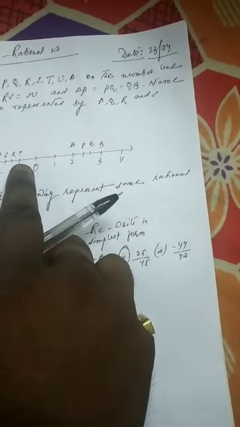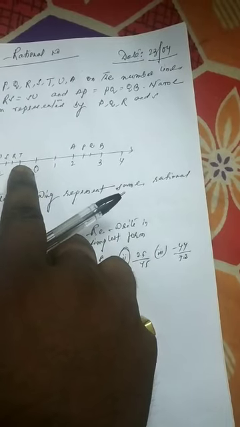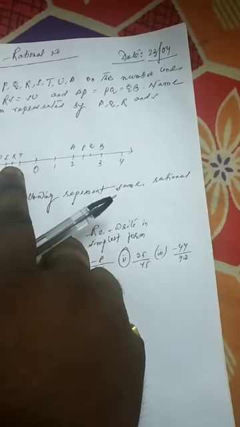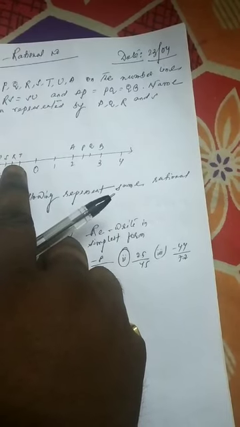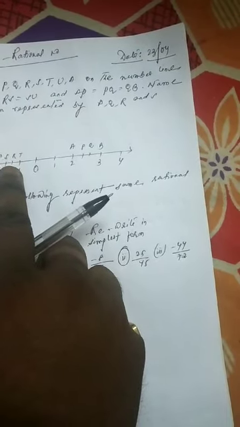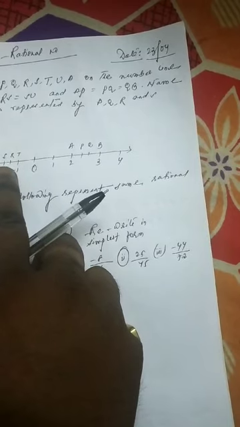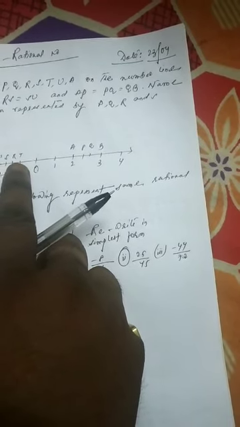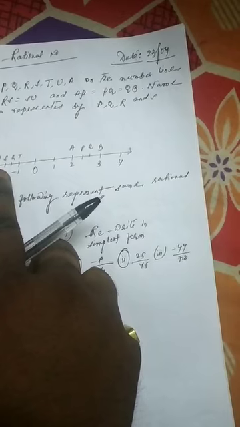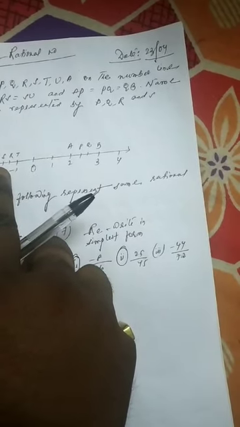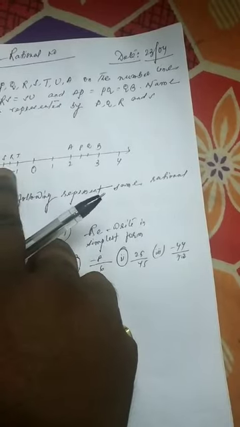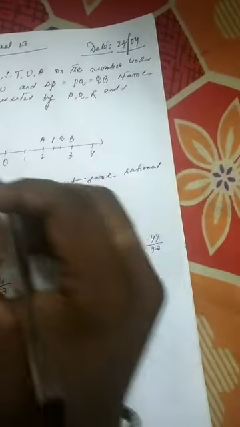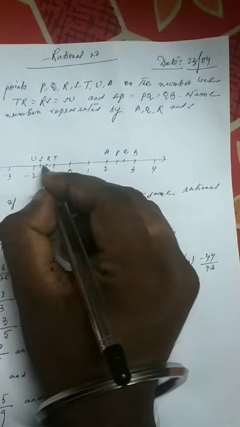If the place of T is minus 1, then R's place will be minus 1, 1 by 3. S will be minus 1, 2 by 3. And U's place will be minus 1, 3 by 3. The reason is because there are 3 equal parts: 1, 2 and 3.